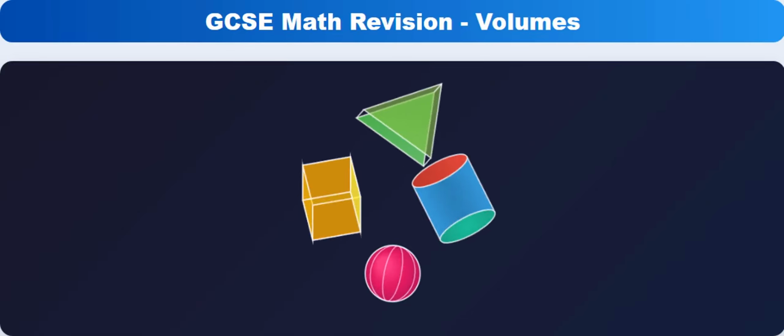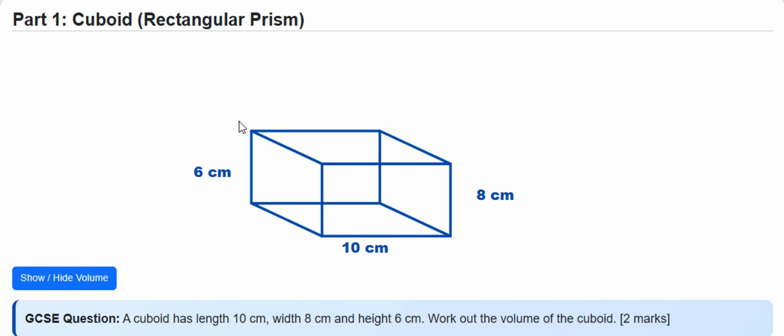So, can we start? We can start with this question here, which says a cuboid has the length of 10 centimeters, width of 8 centimeters, and height of 6 centimeters. Work out the volume of the cuboid. And we said volume is the total space occupied by the given shape. And in our case, the shape is a cuboid, so our volume is the total space occupied by that cuboid.